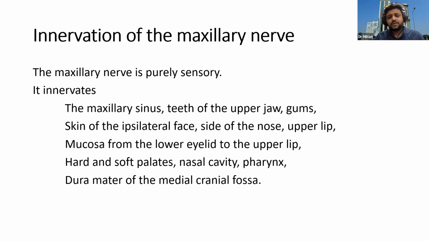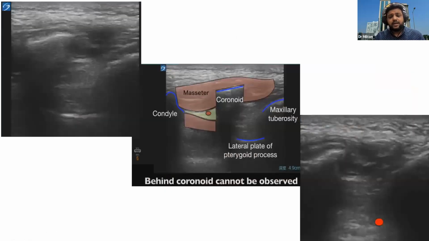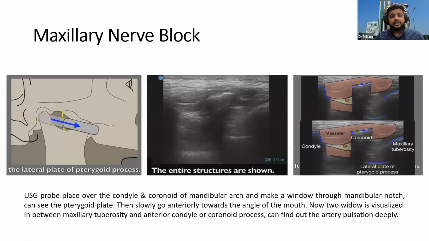Okay, and here the maxillary. So how can we identify these things? It should not be over the condyle and the coronoid, it should be somewhat more anterior. So after coming anteriorly, we can touch over the coronoid.